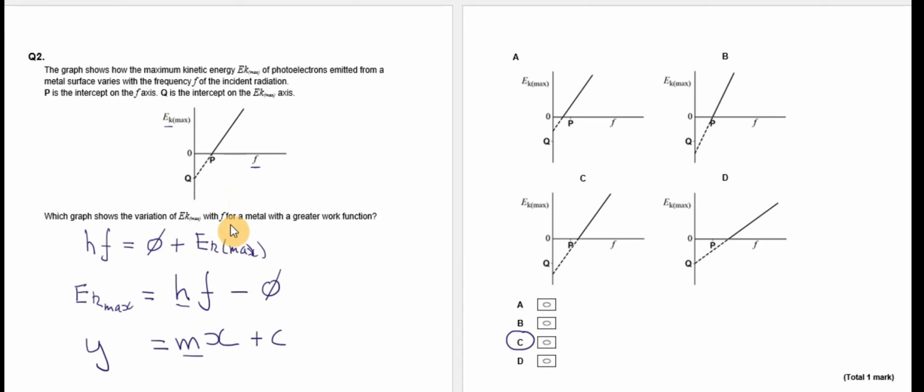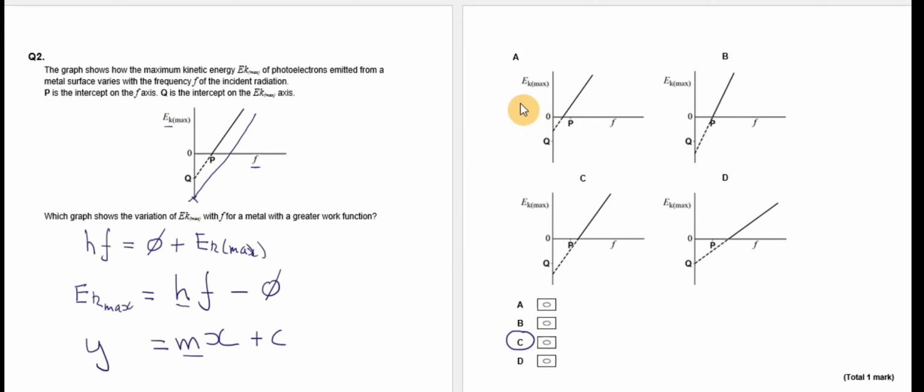So if I have a metal with a greater work function, then my y-intercept is going to be lower down here. The Planck constant's a constant, that's not going to change, and that's the gradient of the graph. So any graph I produce should have exactly the same gradient. So this is the shape of the graph I'm looking for, something with y-intercept below the Q and an x-intercept to the right of P.